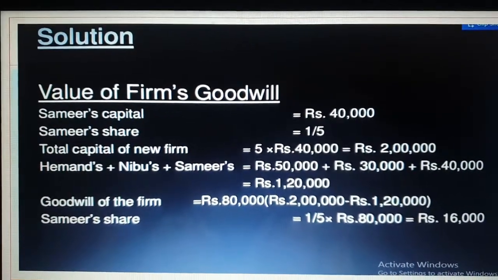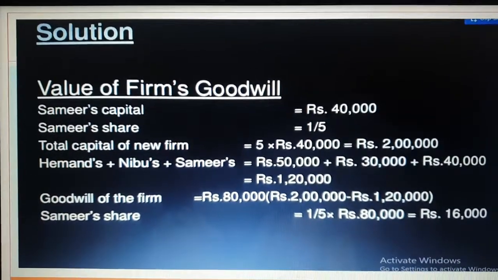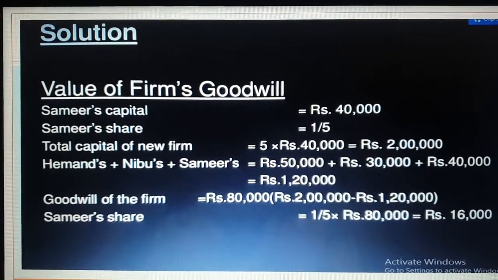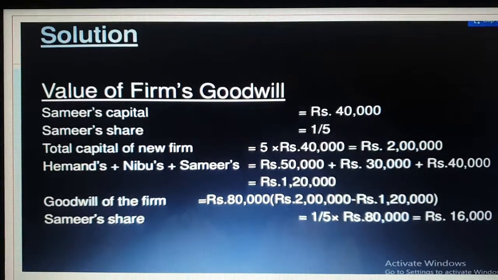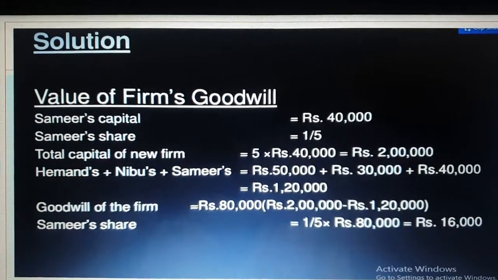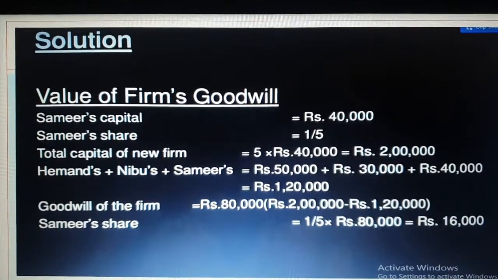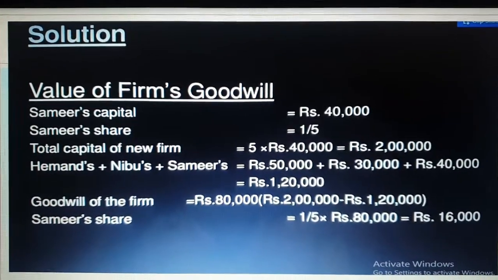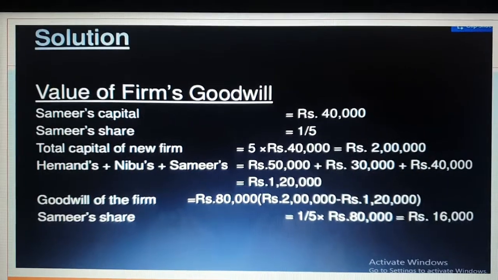So the new partner's capital is 40,000 and his ratio is 1 by 5. Then you have to reciprocate it, then it will be 5 by 1. So the firm capital is 2 lakh. Now out of the 2 lakh capital, you have to deduct the capital of all the 3 partners, that is Hemant, Nibu and Samir.